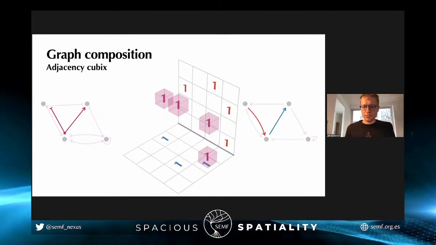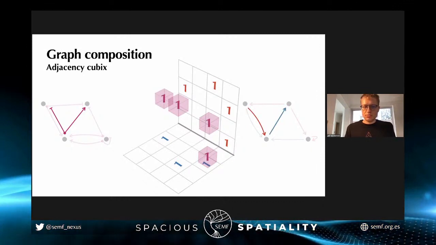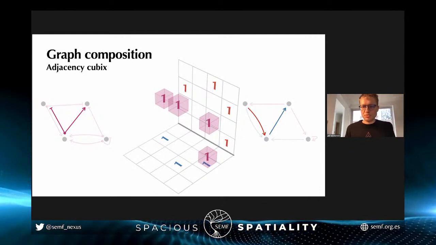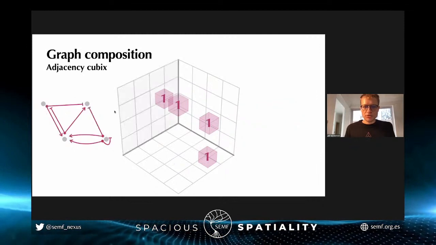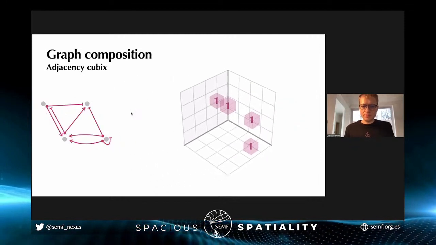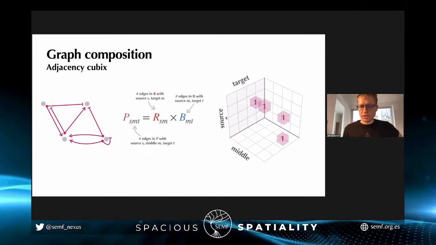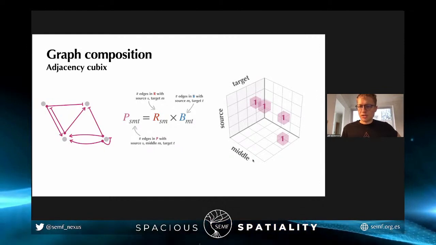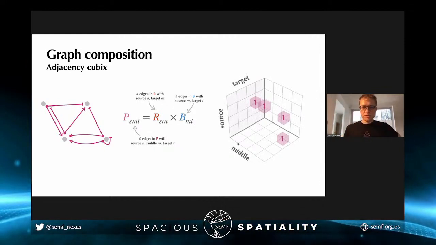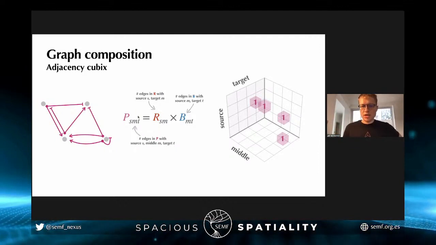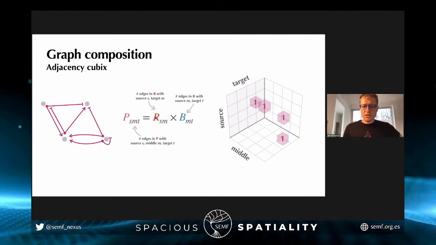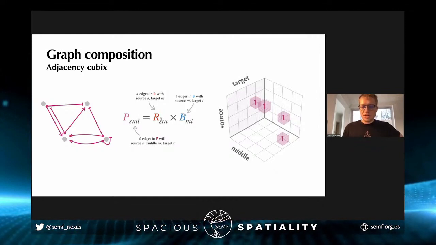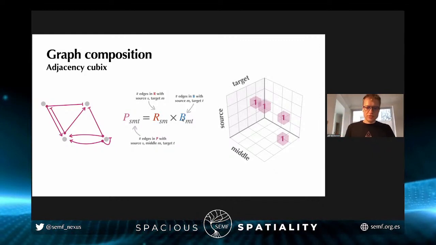Let's look at an example. We're going to look at the three-edge that's formed by chaining these two edges, this red edge and this blue edge, and that corresponds to this one over here. Okay, so we have this cubix here. It has sources, which are the rows, targets, which are the columns, and the middle vertices, which are the layers of this cubix. As I told you, the way that we compute what these numbers should be is that we literally multiply together the adjacency matrices that form the faces of the cube.